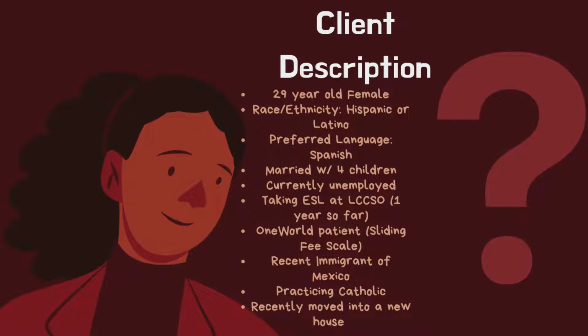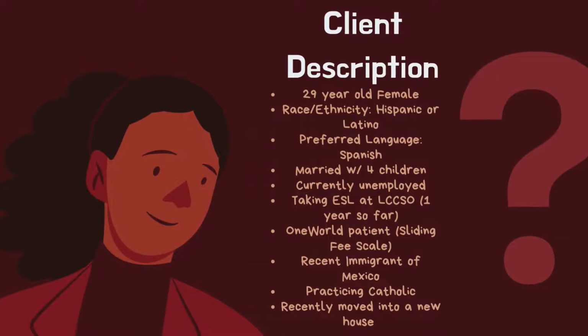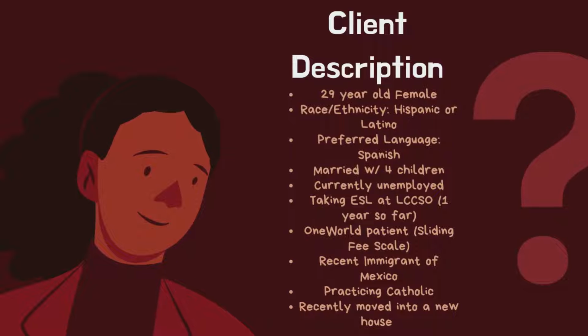So as we look at my client description, while also being confidential, she's a 29-year-old female, Hispanic, Latino. Her preferred language is Spanish, so every time I communicate with her, I am speaking in Spanish. She's married with four children. She's currently unemployed. She does have a vehicle that she drives to the center too. And yeah, she's taking ESL courses at the Learning Community Center of South Omaha. She's been with us for a year so far.